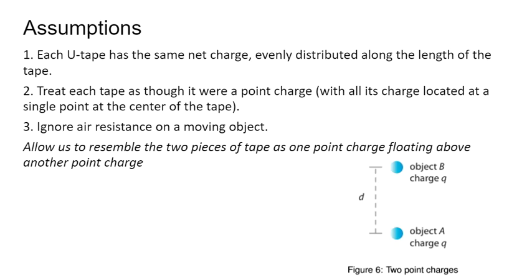I also treated each tape as though it were a point charge with all of its charge located at a single point at the center of the tape, and I ignored air resistance on a moving object. So these assumptions allowed me to resemble the two pieces of tape as one point charge floating above another point charge, which is represented in figure 6.